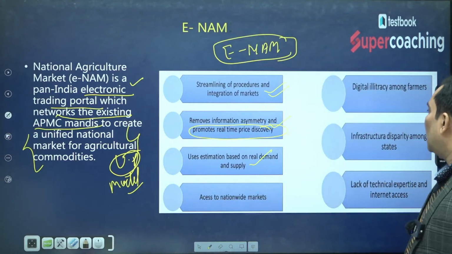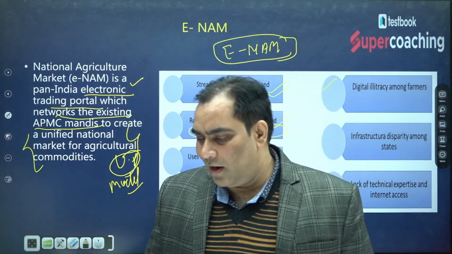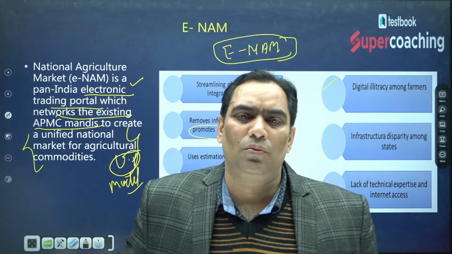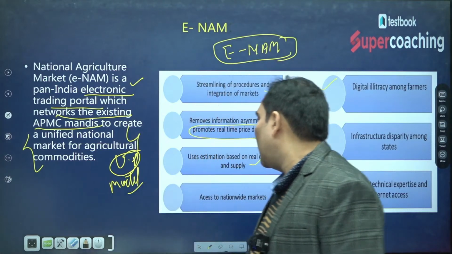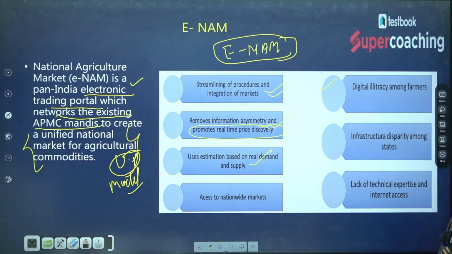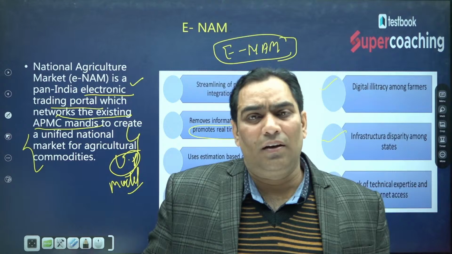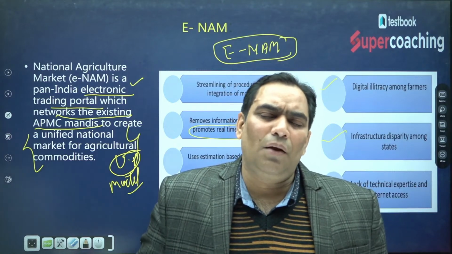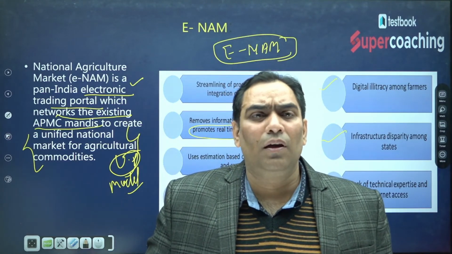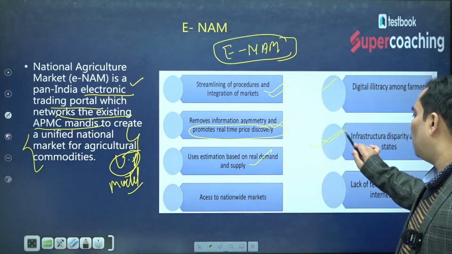What are the demerits? There is a need for digital literacy among the farmers. Leave aside digital literacy, farmers are not even literate, so that is the issue, the biggest issue, and we will discuss the reforms as well. There is also disparity in infrastructure. In some states Anaj mandis are working very well, whereas in other places Anaj mandis exist just for namesake. There is infrastructure disparity among different states.